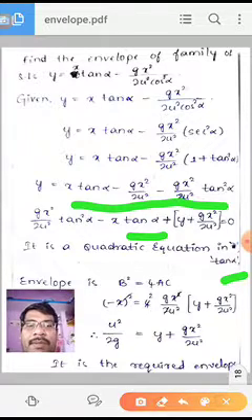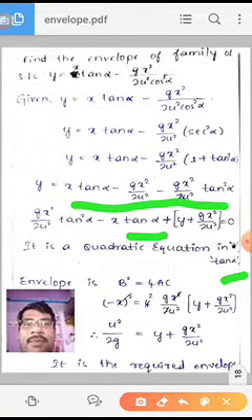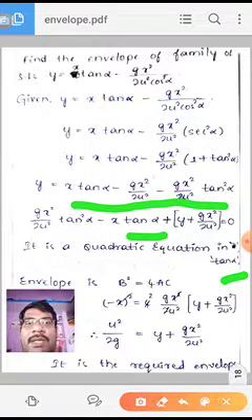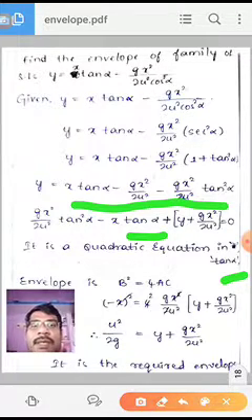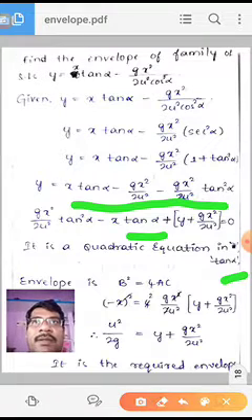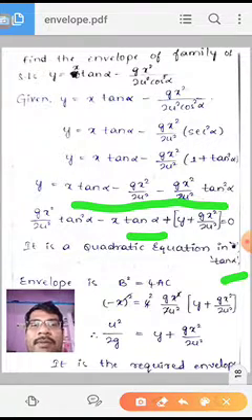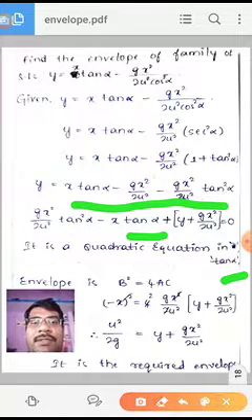To find the envelope of a family with one parameter, we simply have to eliminate that parameter. How do we eliminate it? We differentiate partially with respect to that parameter. We get two equations. From these two equations we eliminate that parameter, and the resulting equation is the envelope of the family of the given curves.